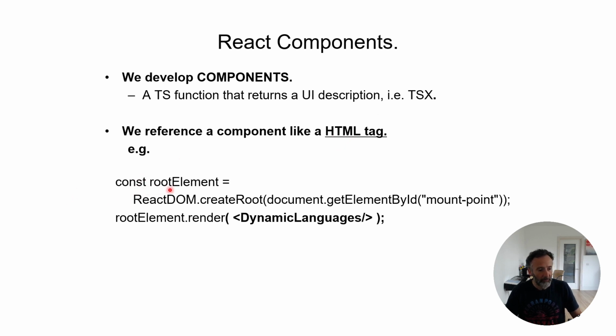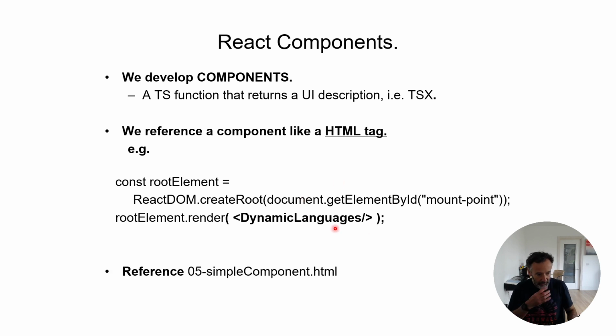So here is an example of this. I can define a root element with ReactDOM createRoot, document.getElementById. We have our mount point. So when I have my React app and I want to load a React component into the DOM, or mount it onto it, this is how we'll do it. We've seen this already, where we create a root on the mount point in our HTML page, where we want to put our React app or React components. And then all we do is call root element.render. So we can reference components like an HTML tag. We develop components and then we reference them like an HTML tag, right?